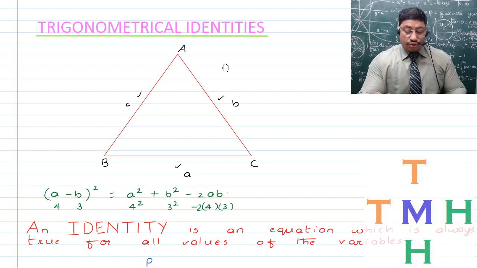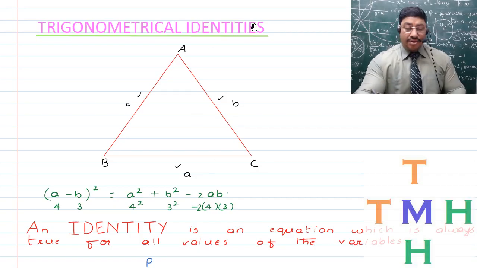Now, we also talked about how opposite to the angular spaces, we can write the sides using small letters. So as such, opposite to angle A is side small a, opposite to angle B is side small b, and so on.